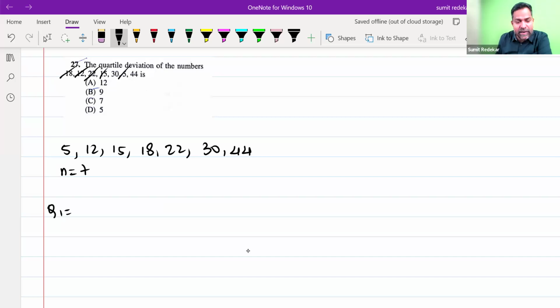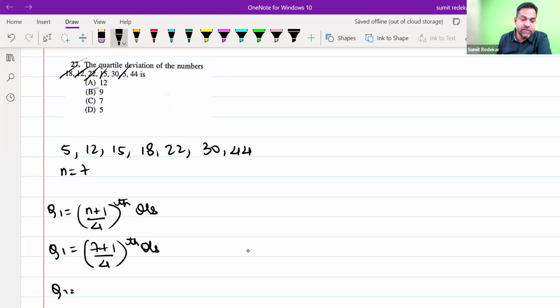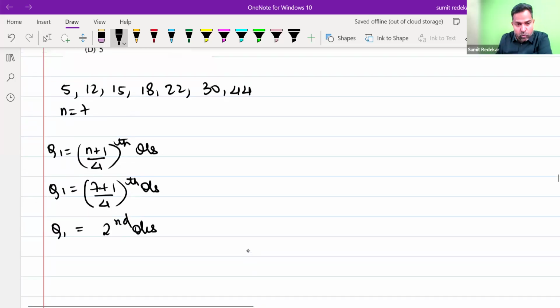The first quartile is the (n plus 1) by 4th observation. So the first quartile is the (7 plus 1) by 4th observation. 7 plus 1 is 8, divided by 4 is 2, so it is the second observation. The second observation is 12. So the first quartile is 12.